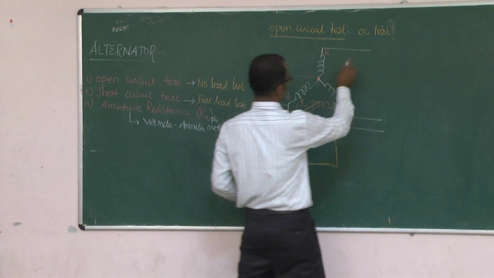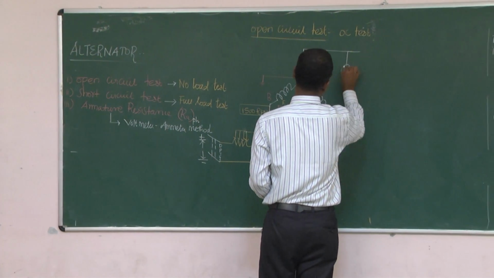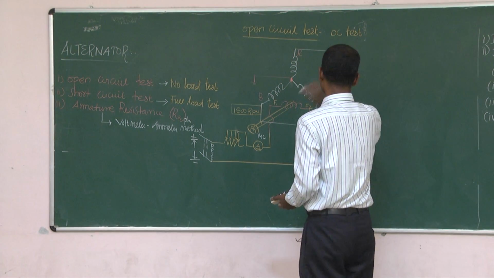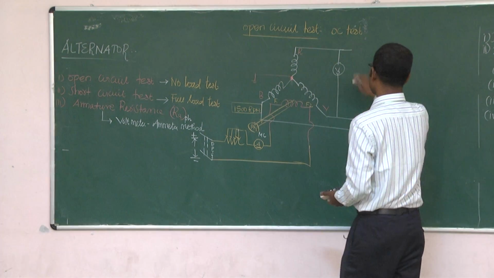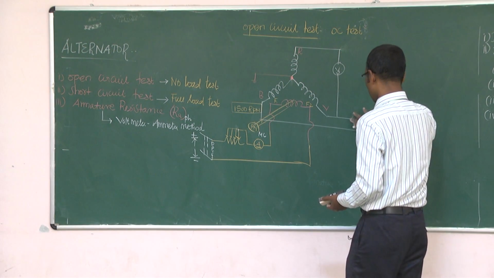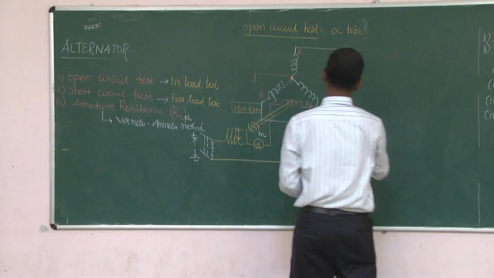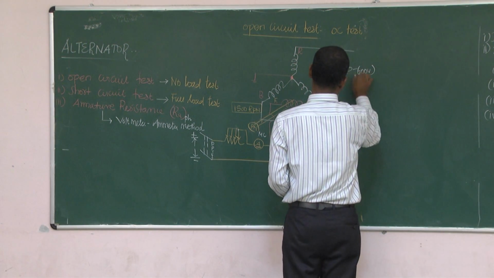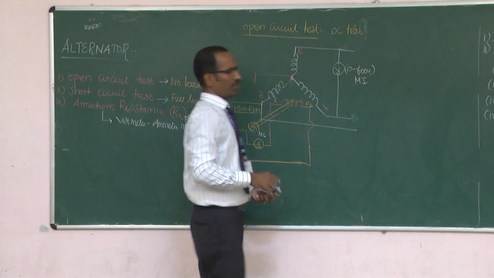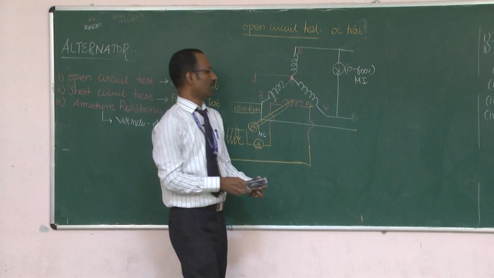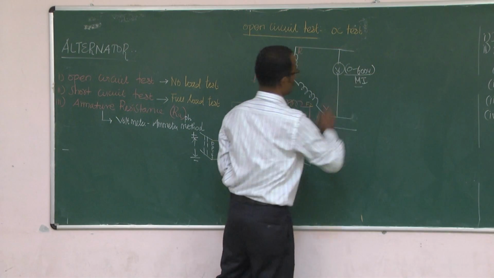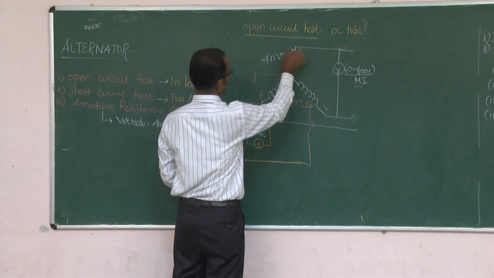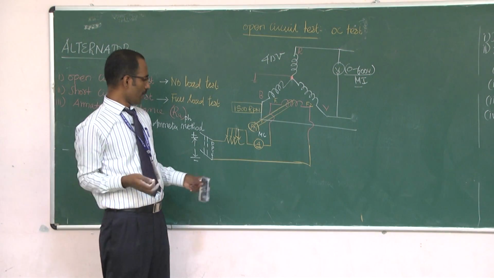Here we need two meters. One is the ammeter which measures the current to the field winding. Another one is the voltmeter which measures the voltage across the stator of the alternator. Here the voltmeter used to measure the voltage is a moving iron meter. The range is 0 to 600. If the alternator's rated voltage is 415, we will use this range of 0 to 600 volts.